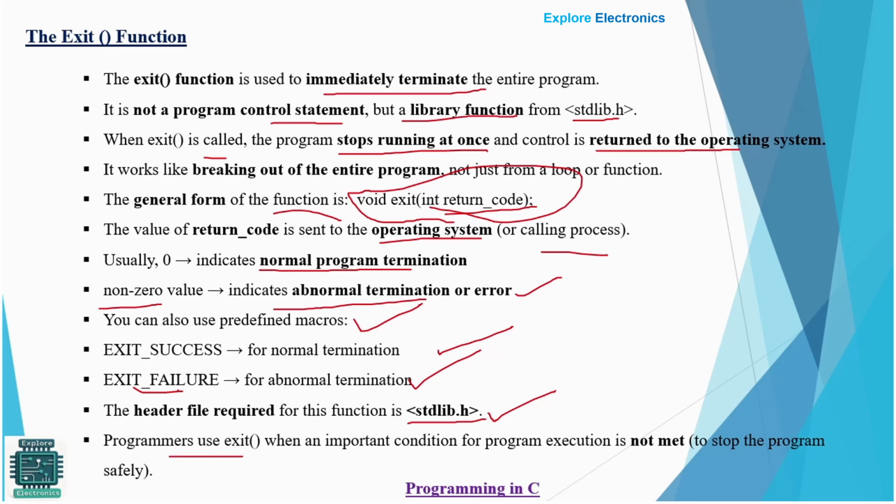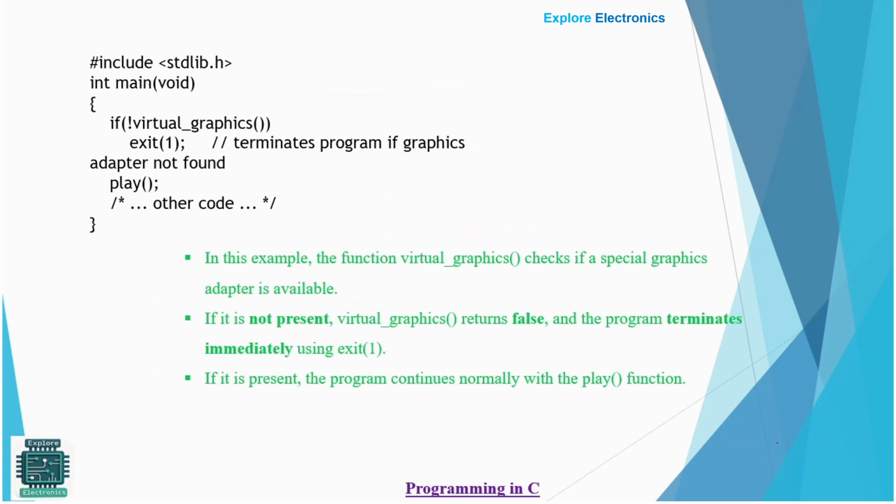Next, programmers use exit when an important condition for program execution is not met. To stop the program safely, the exit function is generally used. Here is an example. Here the program will be executed. When it comes to exit(1), it terminates the program if there are no graphics. Because we have written exit inside the if, if graphics fails, then the program gets terminated.